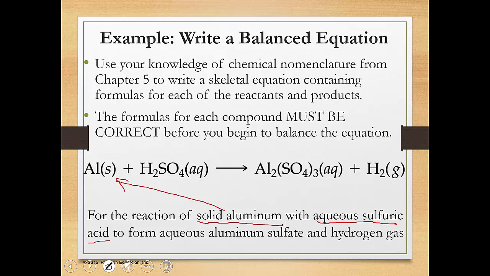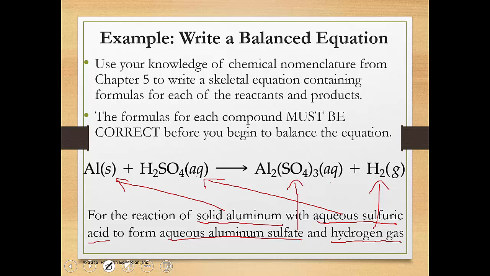Now the aqueous tips us off that it's going to be the AQ. Sulfuric acid, we learned naming that compound in Chapter 5. That was going to be the oxo acid for sulfate, so it's H2SO4. And then it is aqueous. That is going to form aqueous aluminum sulfate. So here's our formula for aluminum sulfate, and we're told it's aqueous, so we put an AQ. And then hydrogen gas. Hydrogen is a diatomic, H2, and then we have to indicate that it is a gas.